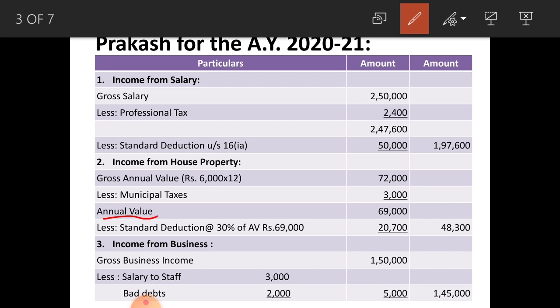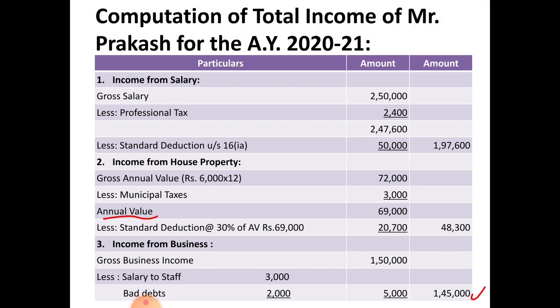Next head of income is income from business. Gross business income is given, 1,50,000. From that you have to deduct the expenses of the company. Two items are there, salary to staff and bad debts, that is 3,000 and 2,000 respectively. When you deduct these two items, you get the income from business as 1,45,000 rupees.